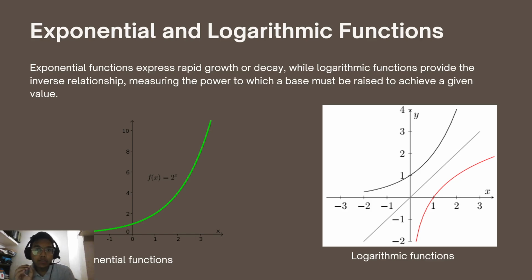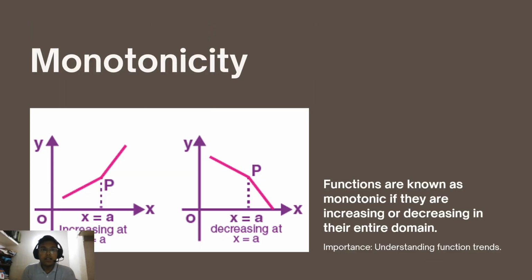When we go with exponential and logarithmic functions, we can see that exponential functions express rapid growth or rapid decay, right? While logarithmic functions provide the inverse relation, measuring the power to which the base must be raised to achieve a given value. We can see in these two graphs how the exponential function gets rapid growth, or from here, it is going to rapid decay. While here we are seeing what should be the proper value to get the value which is needed to be achieved, right?